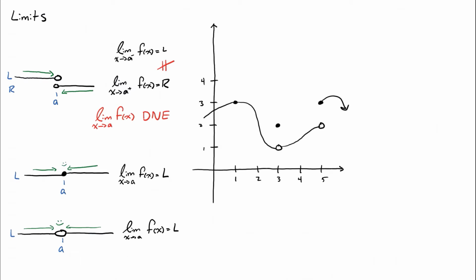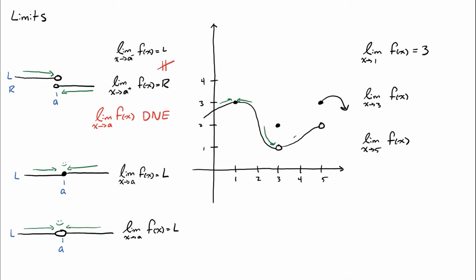Here's an example. Given the following graph, compute the limits. You should pause the video and attempt these on your own. It's okay, I'll wait. Now that you've totally tried these, let's go through them. First, the limit as x gets close to 1. From the left and right, the y values are getting closer to 3. Therefore, the limit is 3.